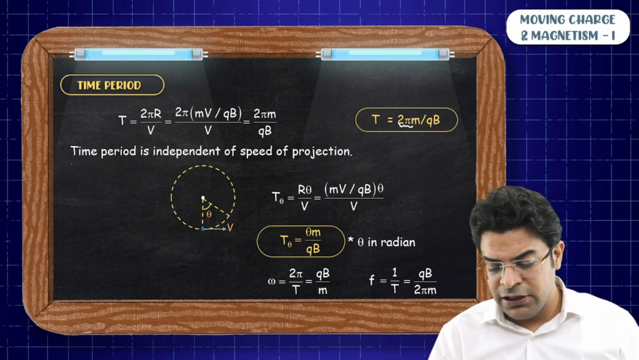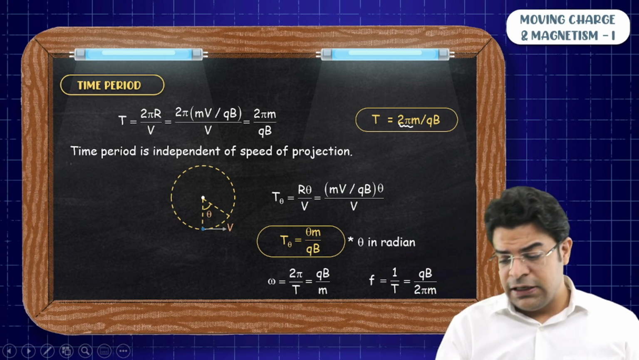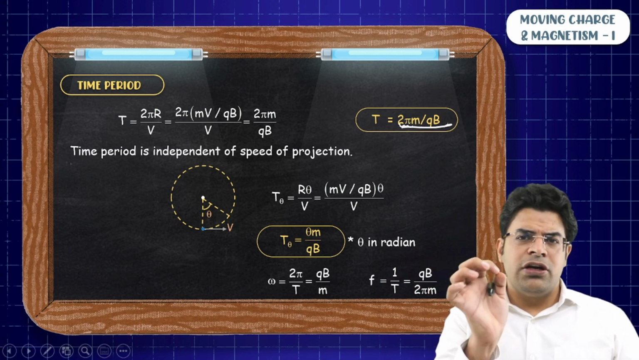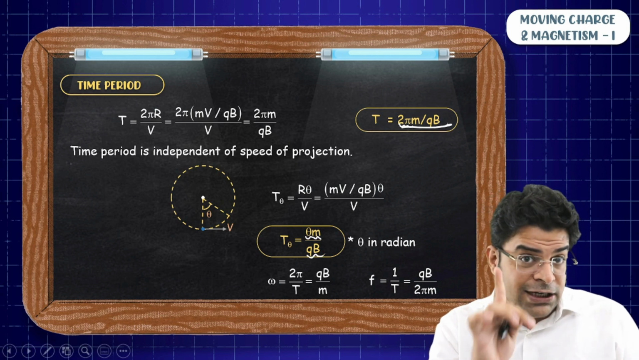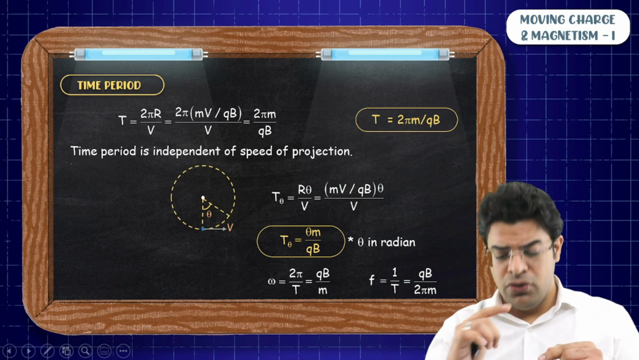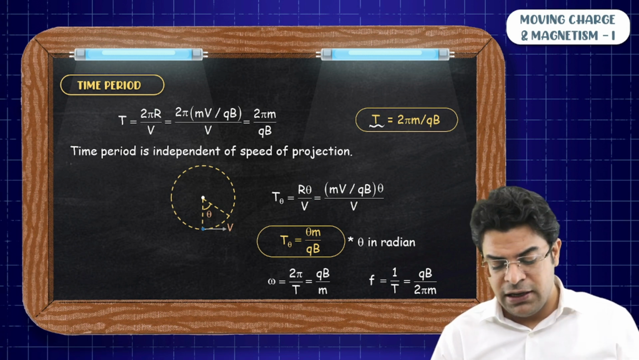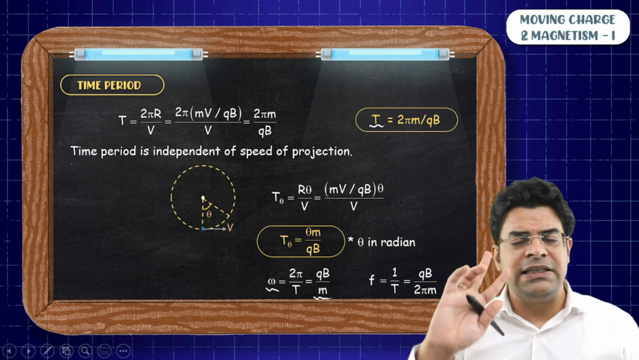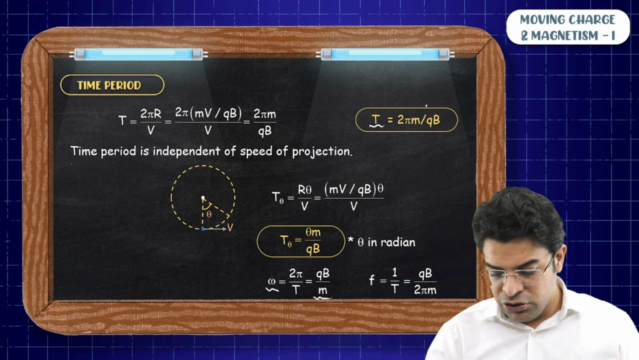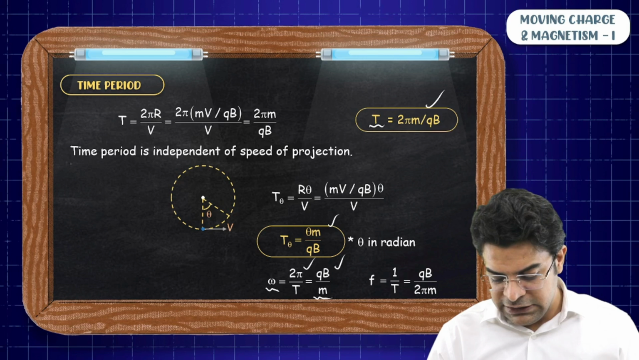The argument is, to turn by 2 pi angle, the time taken is 2 pi m by qB. So to turn by theta angle, the time taken has to be theta m by qB, given that theta is taken in radians. And once you know the time period, you can find the angular velocity using 2 pi by T, which is qB by m, and the frequency is the reciprocal of the time period. So you should be able to remember all these things really quickly.